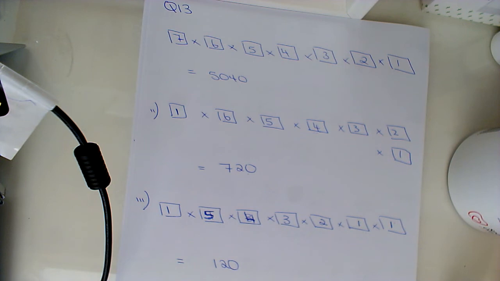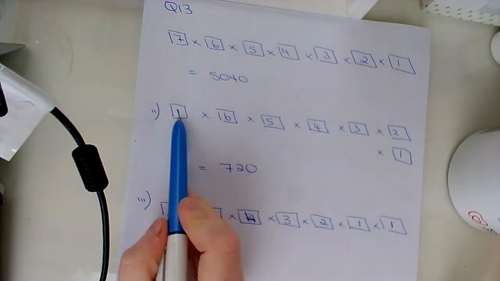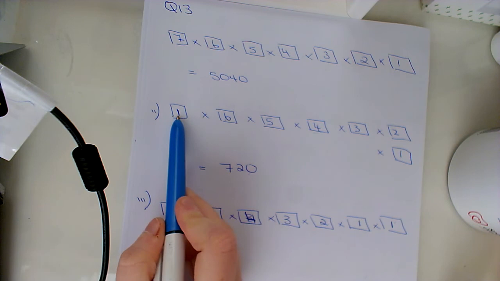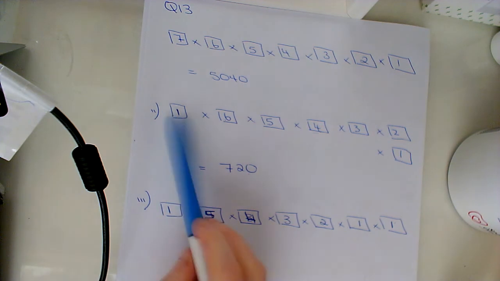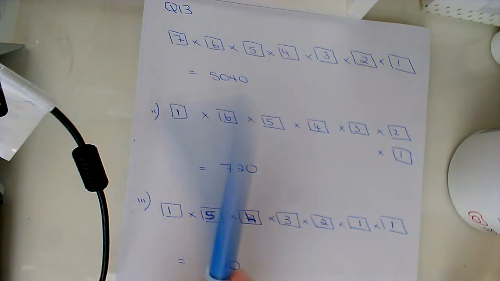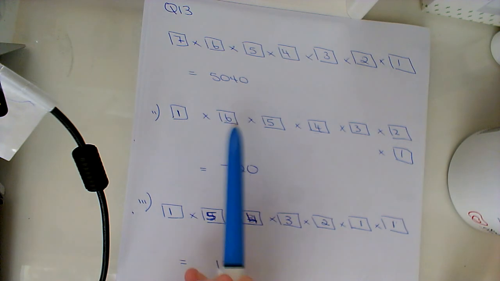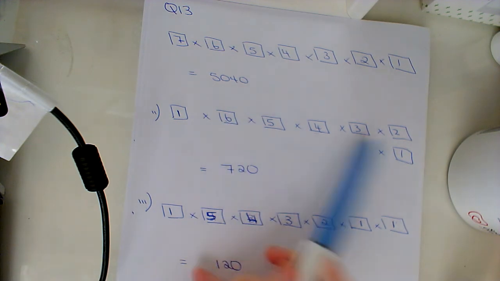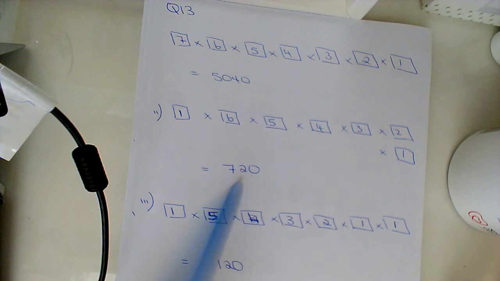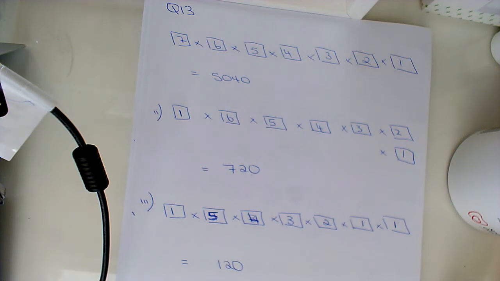Then it says if A wins, how many orders are possible? So A is winning here, so I only have one choice of a winner. Then I still have 7 boxes, there's 7 horses altogether, so I have 6 horses that can be competing in the rest of the order, so it's 6 by 5 by 4 by 3 by 2 by 1, and I get 720.